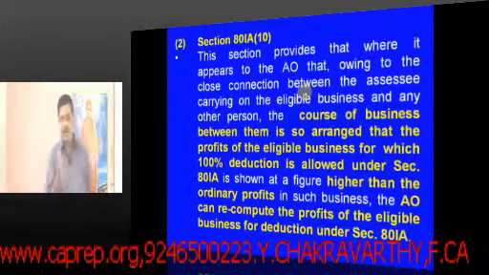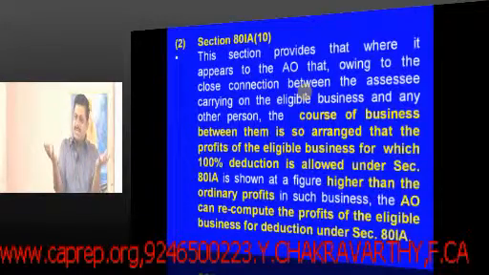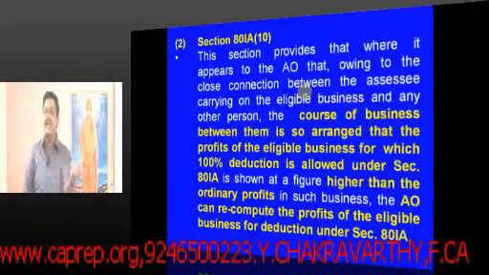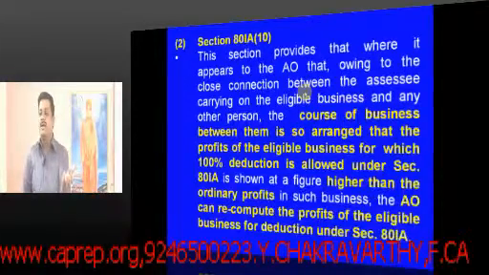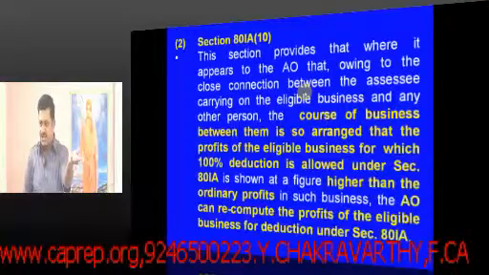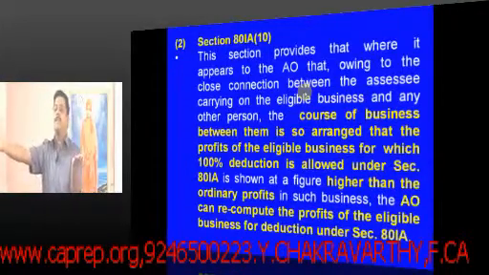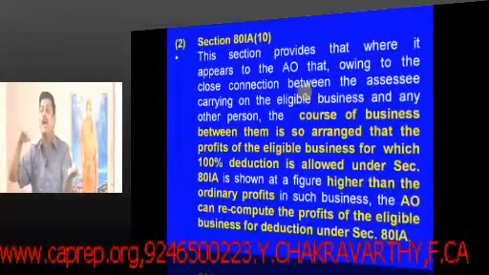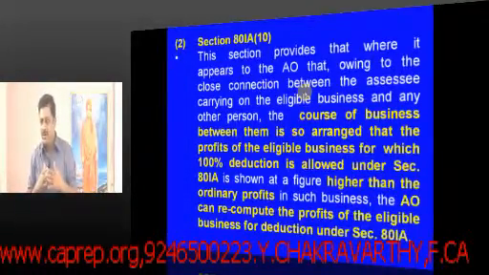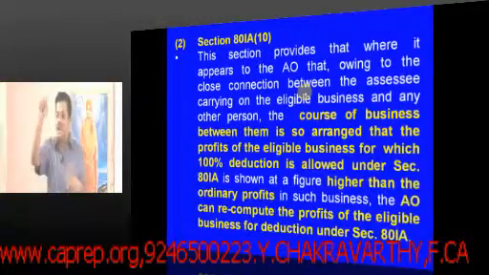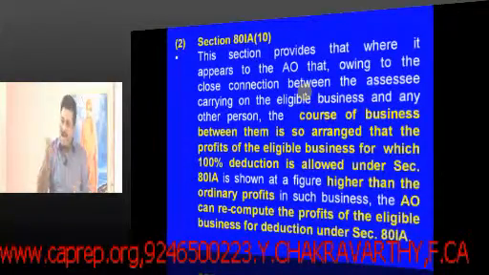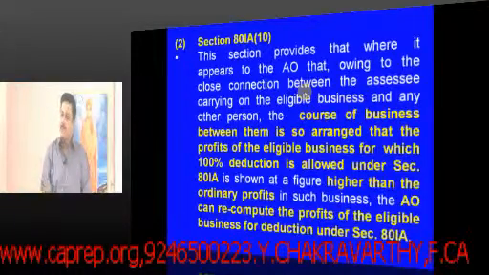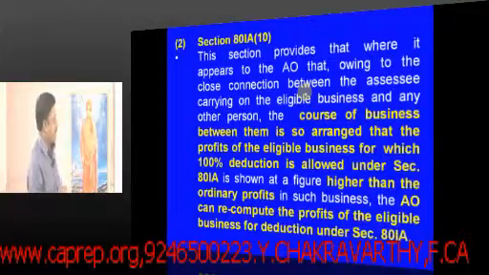Now here it is not the two businesses or two undertakings of the same SSE. It is one SSE that has a business which is eligible for 80IA deduction, and a related person who has another undertaking which is not eligible for 80IA. So even such transactions we are asking you to check, and if they are not being carried out at arm's length price, invoke the arm's length price concept.